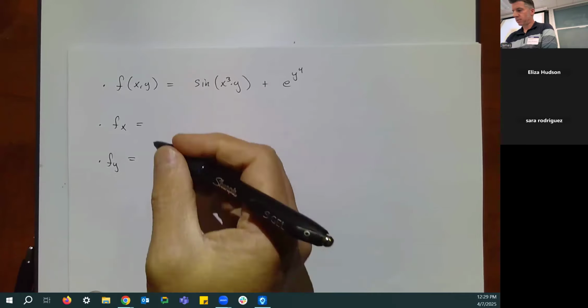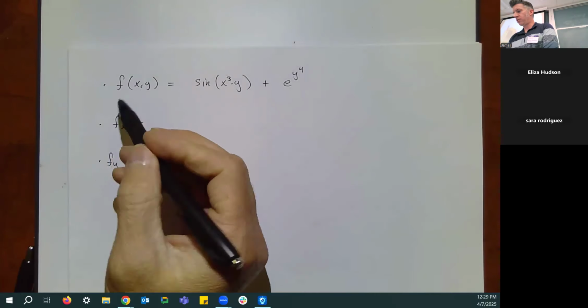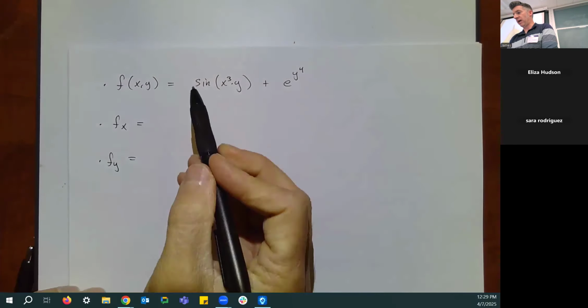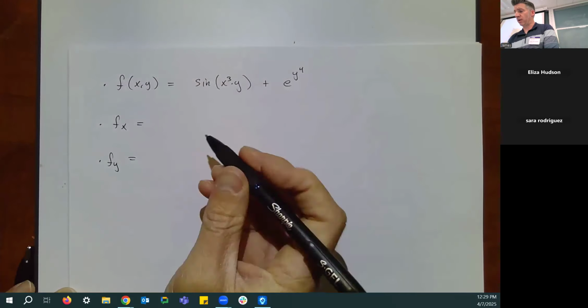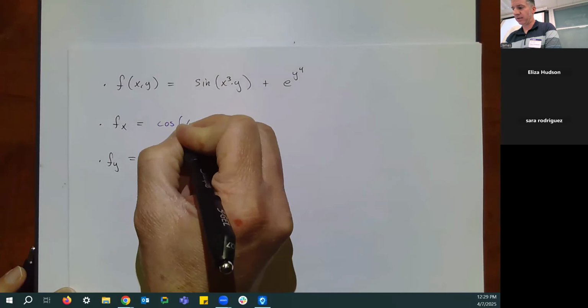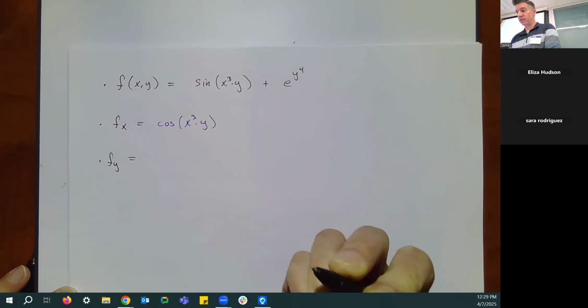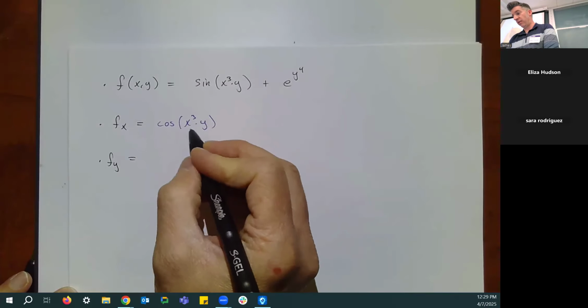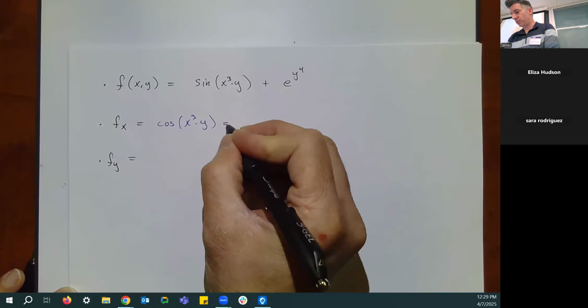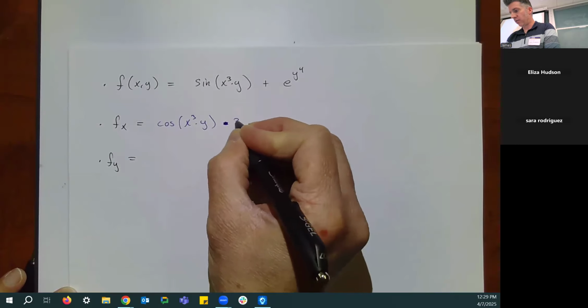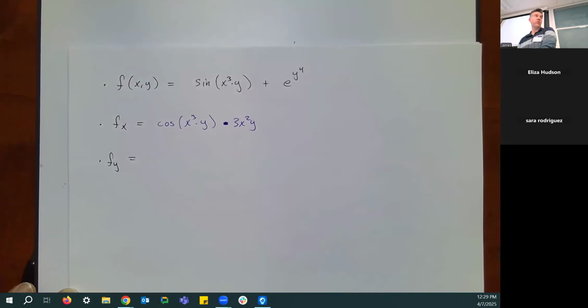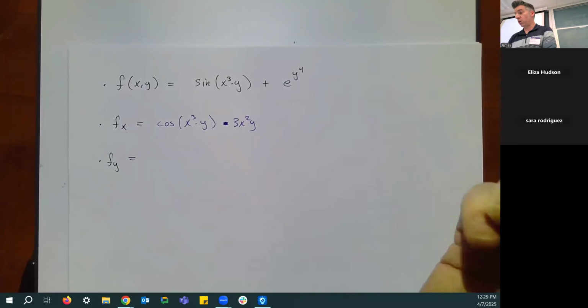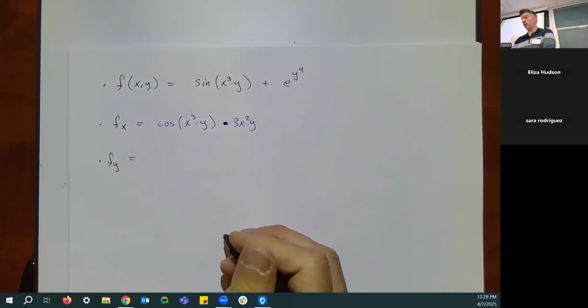Here, look. So our partial with respect to x, I see sine of something with x in it, so that's a function. So I'm going to get cosine of whatever that stuff is. And I have to multiply by the derivative of the inside. X cubed is the thing, y is a constant. So I'm going to get, so times, geez, 3x squared y. That's the derivative of the inside part. Plus 0. So I don't even want to write that.